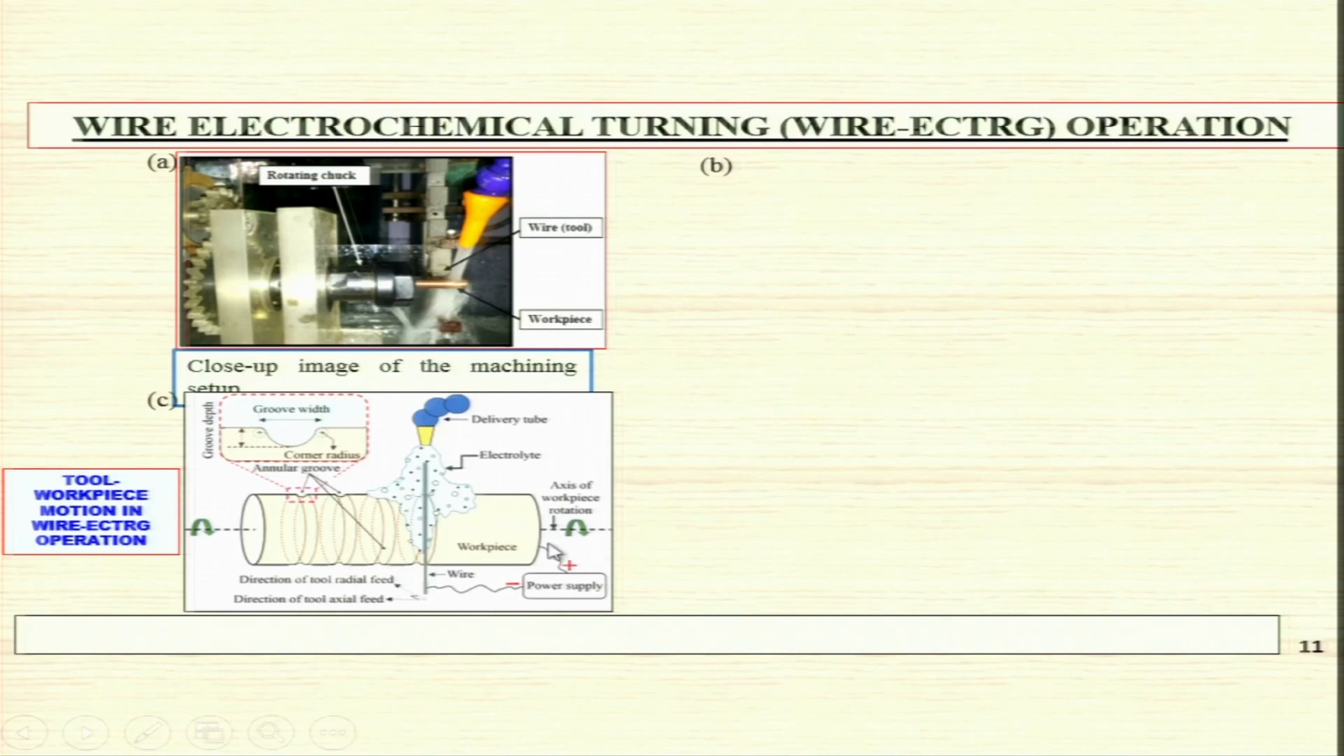You can clearly see the workpiece is rotating. It is connected to the power supply, that is, it becomes the anode, and this wire is connected to the negative power supply, that is, it becomes the cathode. And here is the electrolyte delivery system, and this is the kind of cavity or feature you are going to get on the machined surface after the turning operation.